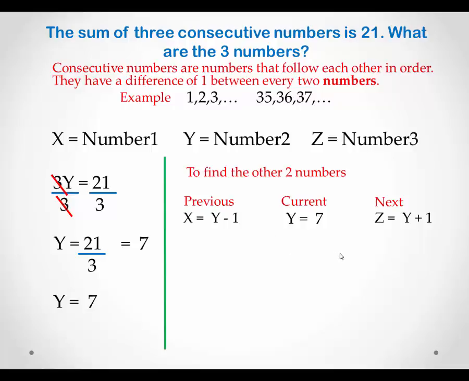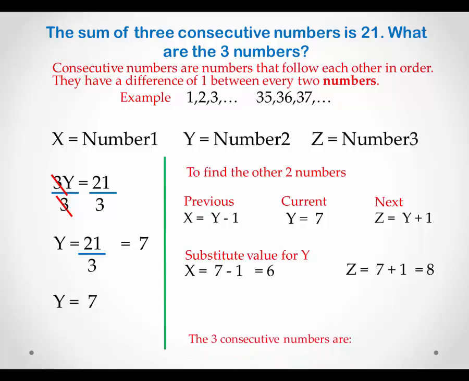Okay, so we will now continue with our exercise. We're going to substitute the value of y into the previous term and the next term. For the previous, x equals 7 minus 1 equals 6. And for the next term, z equals 7 plus 1 equals 8. So there you have it. The three consecutive numbers are 6, 7, and 8.